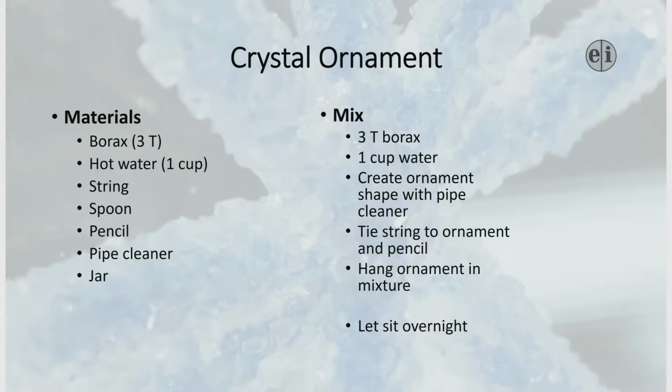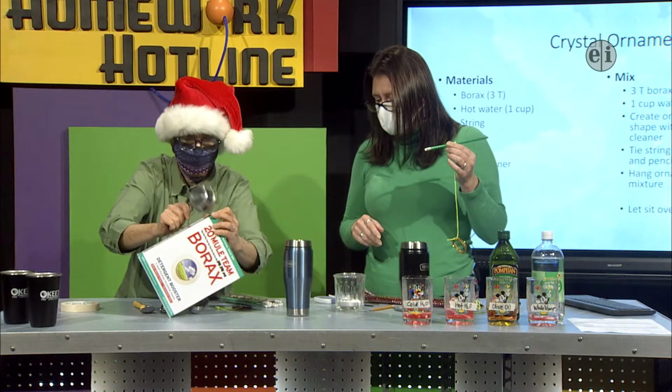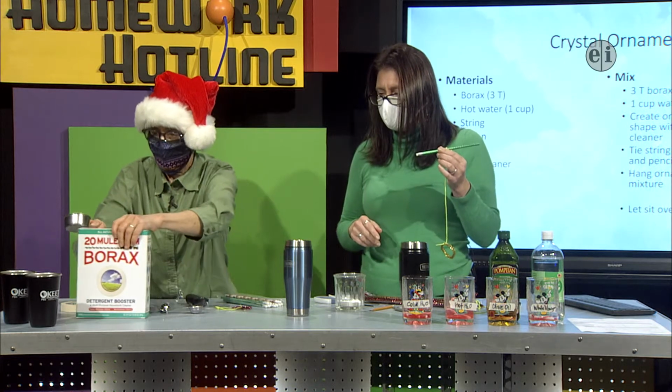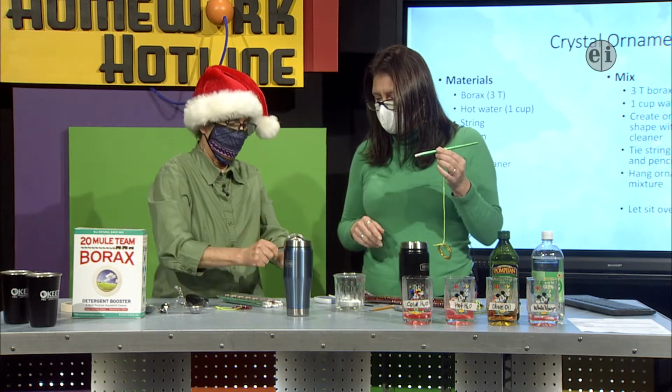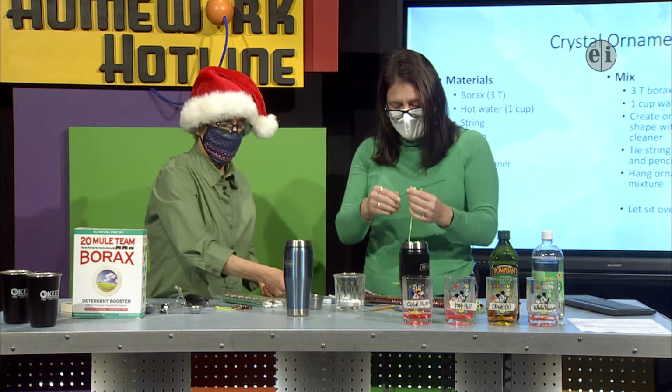Here I have string, spoon, pencil, pipe cleaner, jar. Oh my Lord. We've got everything except the spoon. Right, and this is a half cup. So the spoon is what you're using to measure. Yes, it is. We had a spoon and then also to stir. Okay, so go ahead.